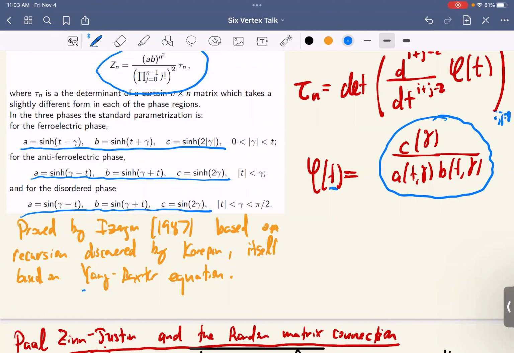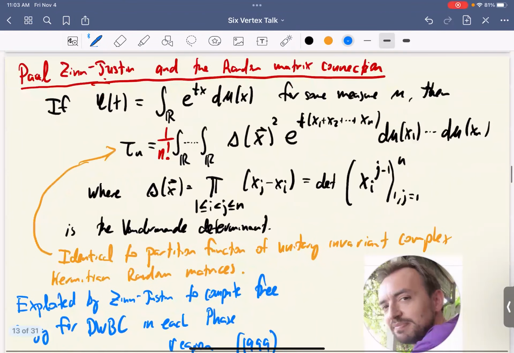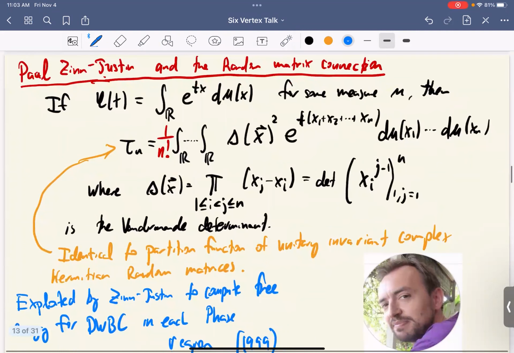If you're interested in what these words mean, the whole thing is based on the Yang-Baxter integrability of the model, which I won't discuss at all, but I'll just say the words. So there's a connection of this Izergin-Korepin formula to random matrices, which was noticed by Paul Zinn-Justin in the late 90s.